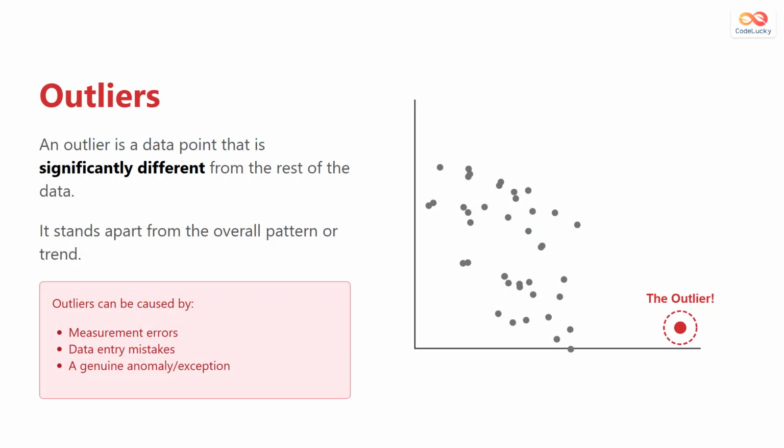Occasionally, you might spot a point that is far away from all the others. This is called an outlier. Outliers can happen due to errors in measuring the data, or they might represent a unique case that does not follow the normal rule.